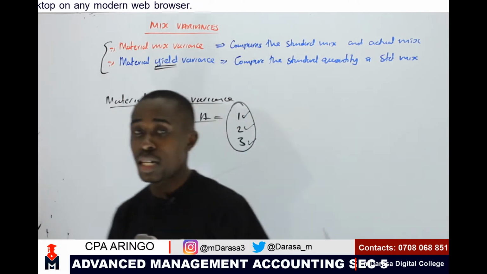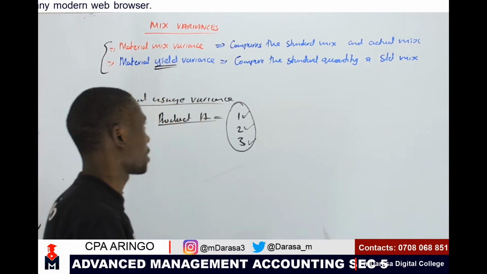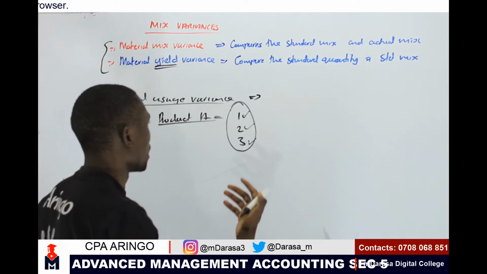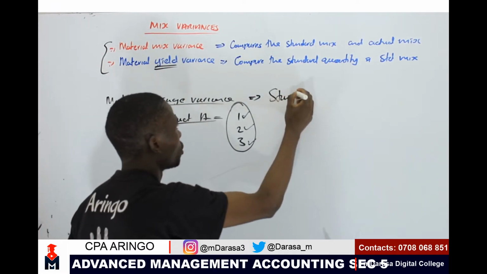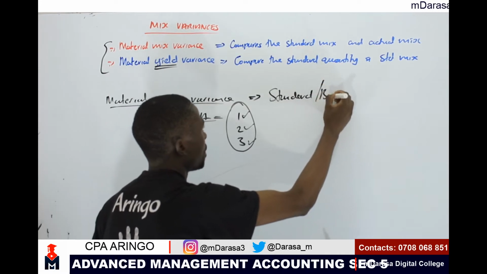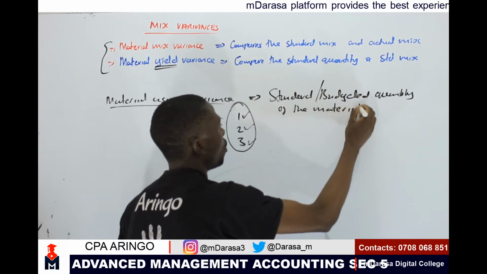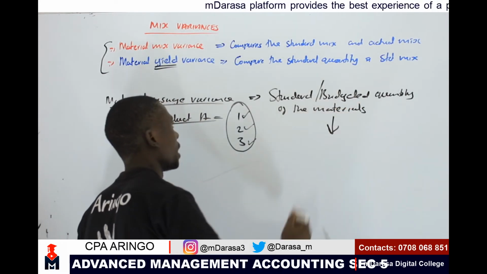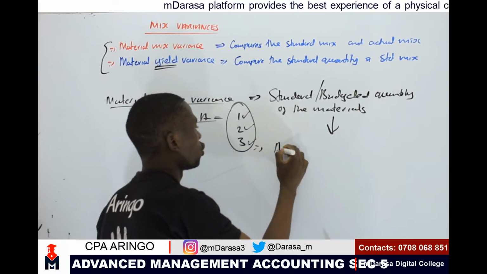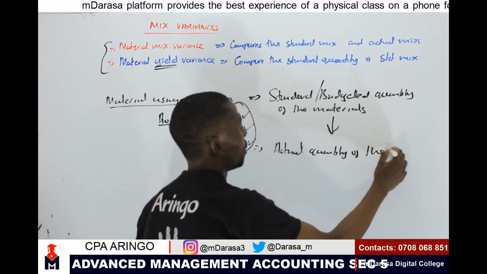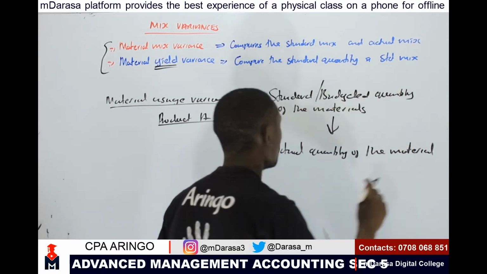And remember, we noted that whenever I'm talking of the material usage variance at this point, ideally, I'll be looking at just the component. Basically, I'll be talking of our standard, in this case budgeted, quantity of the materials, of which I'll be comparing that with the actual quantity of the material. So that is the usage.